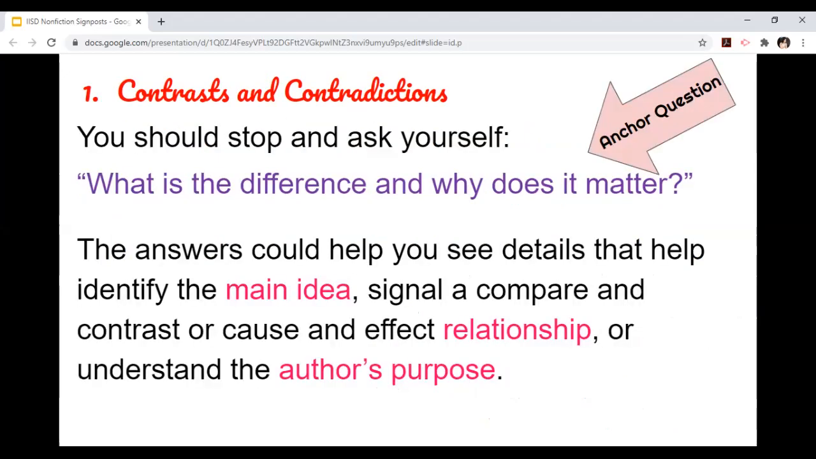So whenever we see a contrast or a contradiction, we should ask ourselves, what is this difference and why does it matter? If you'll remember last week, I said that we're going to be asking ourselves why a lot. So it's not just enough to identify things or to point them out in the text, but we need to figure out why is it there and is it effective? So why is that difference there and why does that difference matter? The answers to these questions could help you see details that help you identify the main idea, signal a compare and contrast or a cause and effect relationship, or to help you understand the author's purpose.